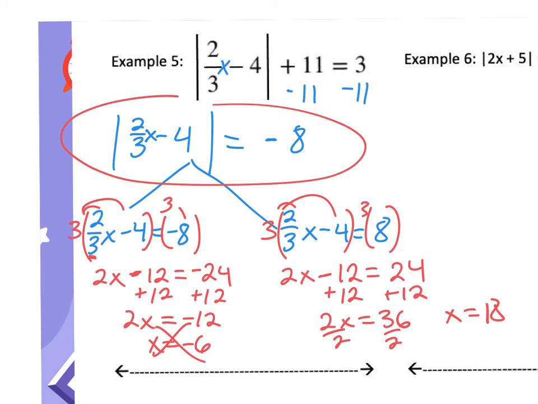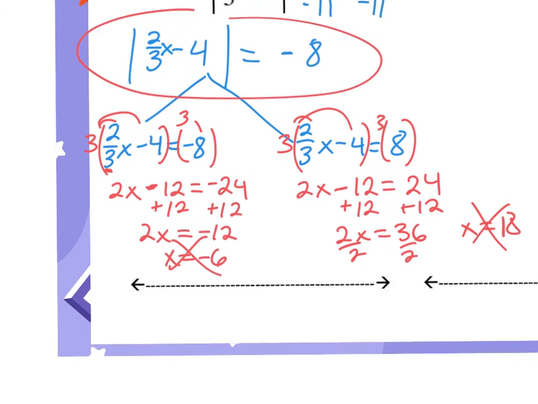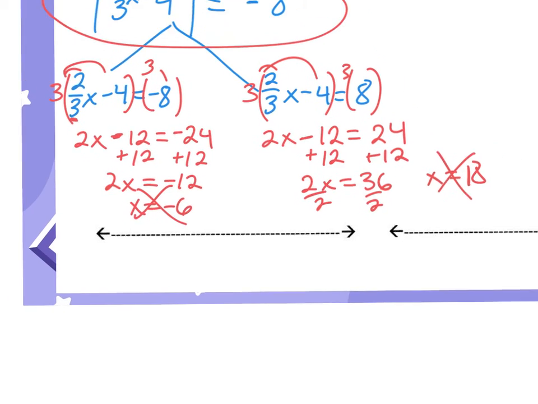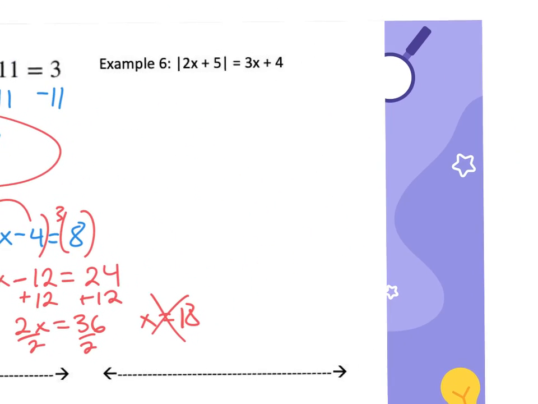And now what about plugging in 18? So 2/3 times 18 gives me 12, minus 4 gives me 8. Is the absolute value of 8 -8 though? No, it's not, right? Because +8 can't equal -8. So neither one of these answers work. So I don't have anything to graph on this one. No solution, right?